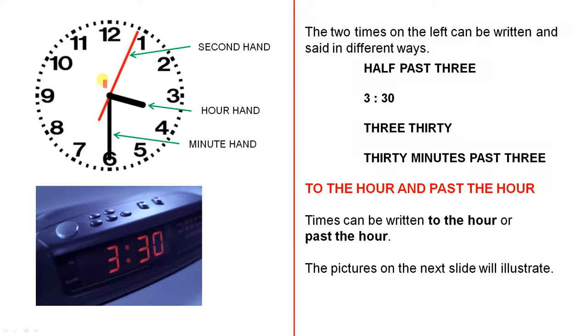So here we have another clock, the analog clock. Now that's the minute hand, that's the long hand, that's the hour hand, and that's the second hand. The two times on the left can be written and said in different ways. Now here are some of the ways that we can write and say these times. 3:30 using the digits, 3:30 using words, or 30 minutes past 3.